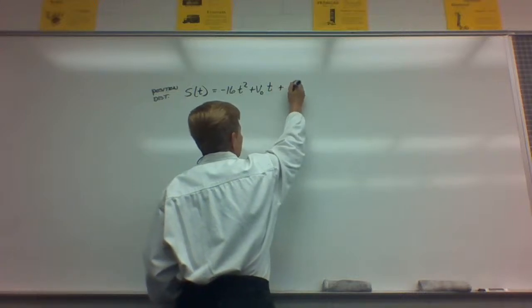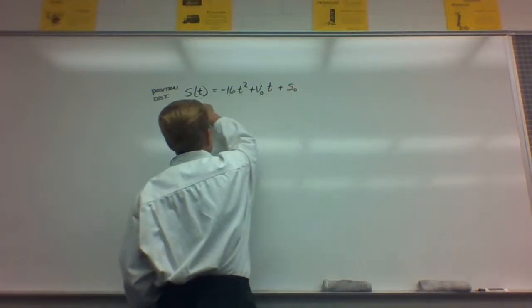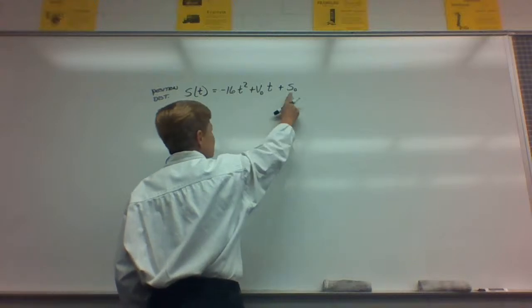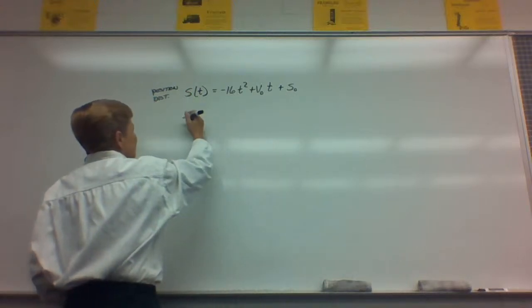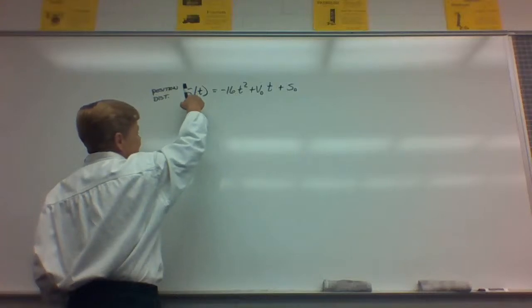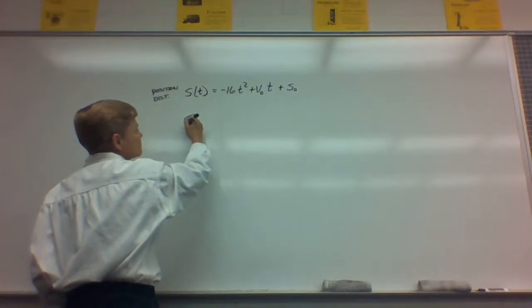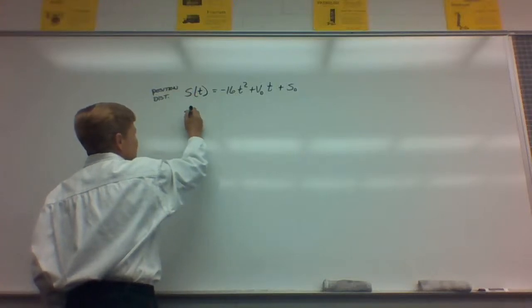And this last one out here is a constant. This S and this S both mean position. This is the initial position. This is the initial velocity. Okay? Now, if you want to know how quickly position is changing, that's a rate. And that's a derivative.